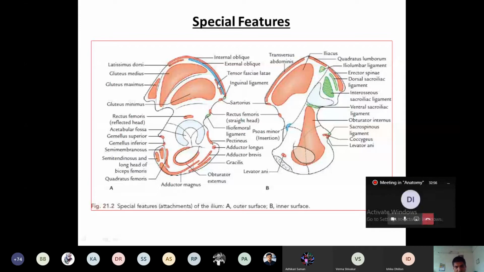So in the outer lip, ventrally means ventral to the iliac tubercle. Here lies the iliac tubercle. There is the origin of the tensor fasciae latae. You can see here, this is the tensor fasciae latae.